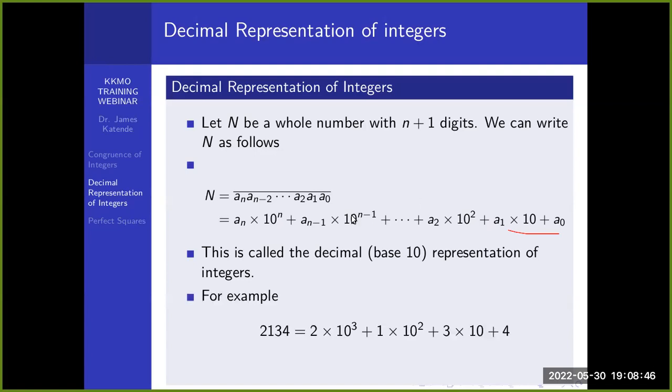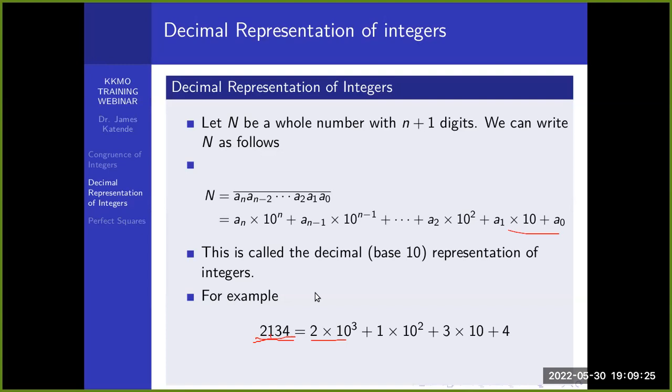As an example to illustrate this, if you have this integer with only 4 digits, remember it's supposed to have n plus 1 digits. So this should be 3 plus 1 in our case. For this example, it has 3 plus 1 digits, which is equal to 4. So you can write it out as 2 times 10 raised to 3 plus 1 times 10 raised to 2 plus 3 times 10 plus 4. So that's a decimal representation of any number. You can do this for any other number.